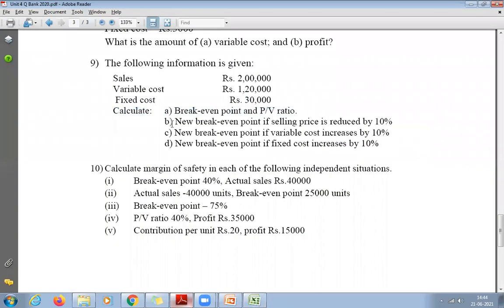The second one is asking for the new break-even point if the selling price is reduced by 10%. That means whatever sales he has given here, 2 lakhs, is going to be reduced by 10%. And if that is reduced by 10%, what will be the new break-even point? We have to calculate that. Okay, so let us do that now.